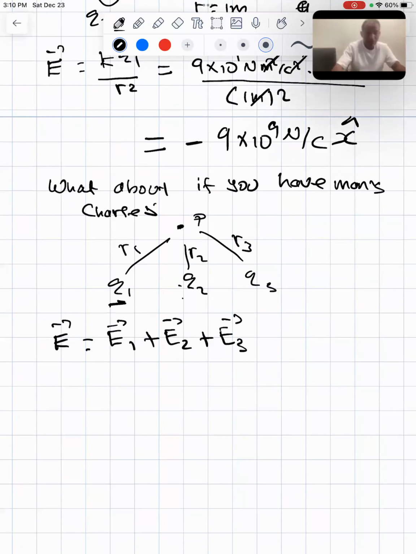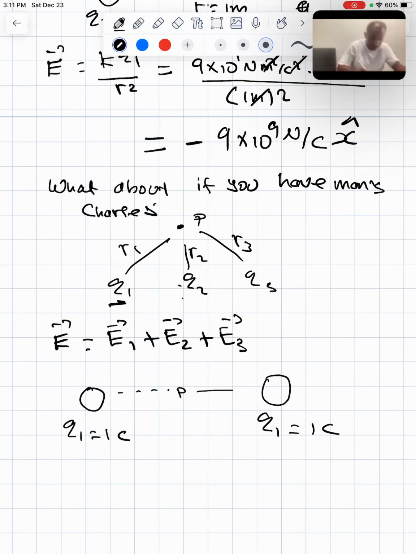Now, let me give you one example, okay? To make your life simple, let me give you one positive 1 coulomb charge, and another positive 1 coulomb charge. I want to find the electric field in the middle. In the middle, P is just empty space. So in the middle, what's going to be the electric field? Okay, guys, what can I do?